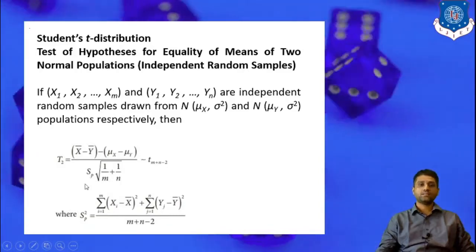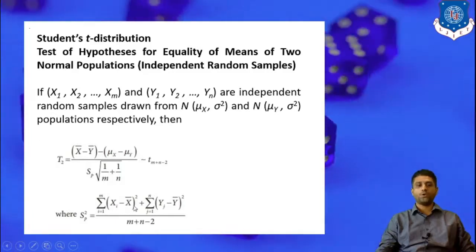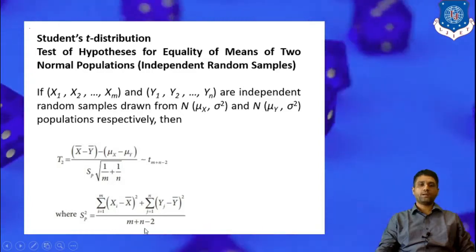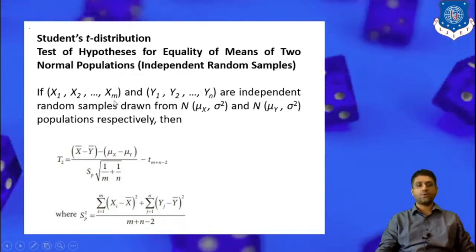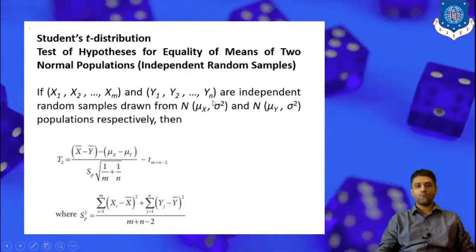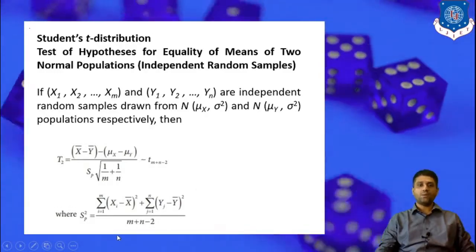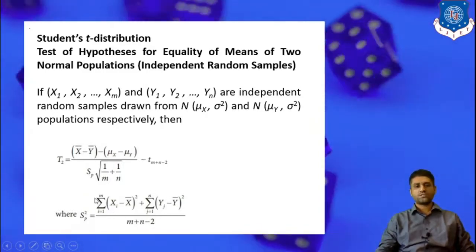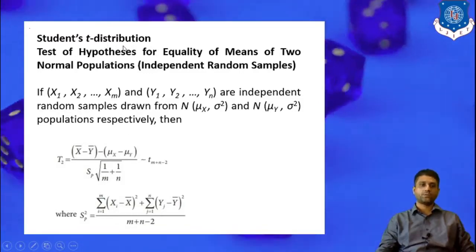Now s is the standard deviation, which is a combination of both population 1 and population 2, upon the denominator m plus n minus 2. Here m is the total number of observations in the first population, n is the total number of observations in the second population, minus 2. This m plus n minus 2 is known as the degree of freedom. Just remember this T statistic for the second application of the T distribution.